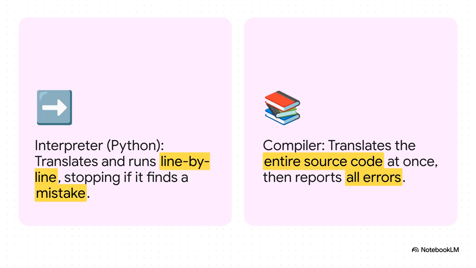So how does our Python recipe actually get from our screen to the computer's brain? Well, Python uses something called an interpreter, and you can think of an interpreter as a chef who reads your recipe one line at a time. They read an instruction, they do it. They read the next instruction, they do that. And if they hit a step that's confusing or makes no sense, they stop right there and ask for help. This is a little different from a compiler, which would read the entire recipe first, make a list of all the mistakes, and then refuse to start cooking until you fix everything. Python's line-by-line method is awesome for learning because you get instant feedback.